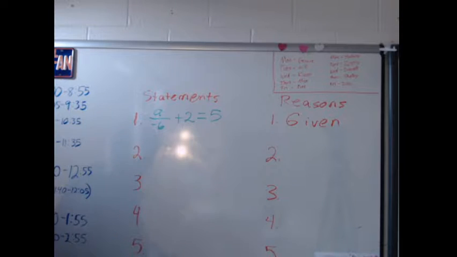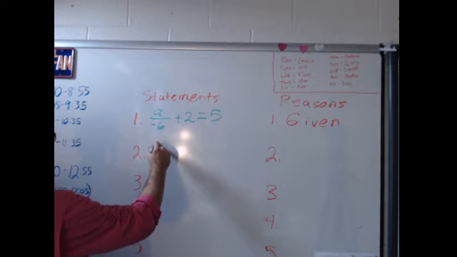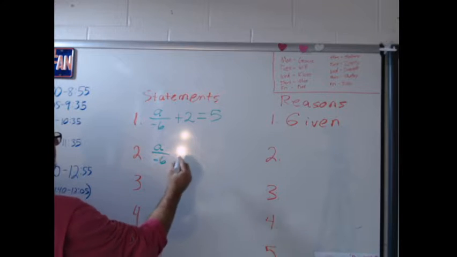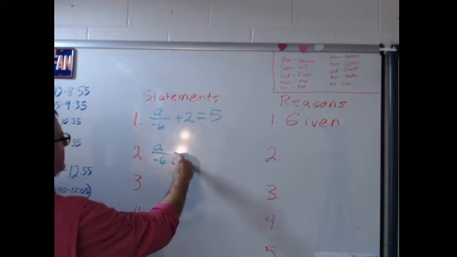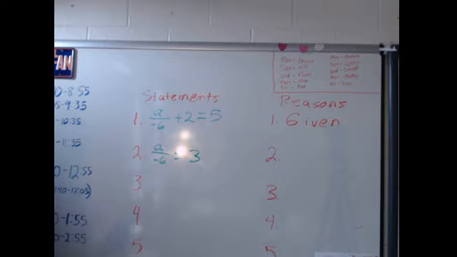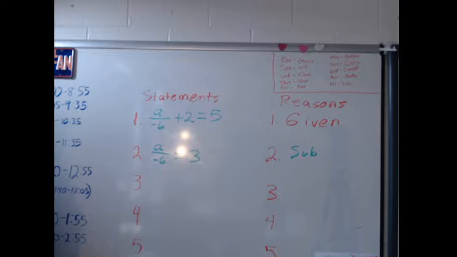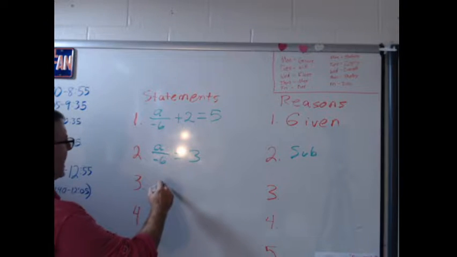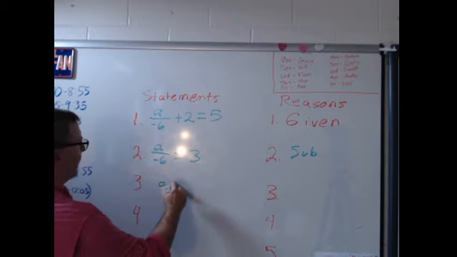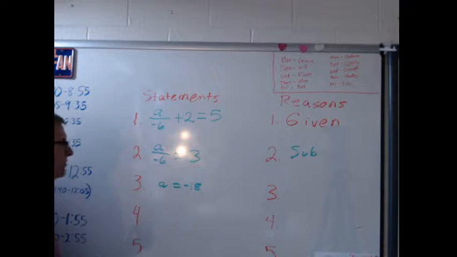Then, on step 2, I'm given a divided by -6 is equal to 3. So what did I do to go from step 1 to step 2? You subtracted 2. So my reason is subtraction. Okay? Now, on part 3, or the last step, is always what you're told to prove. Okay? And in this case, I'm told to prove that a is equal to 18.